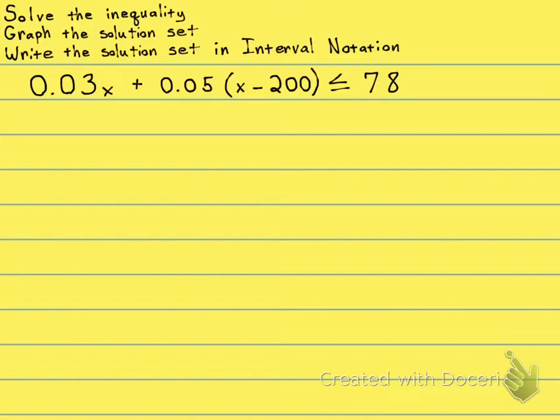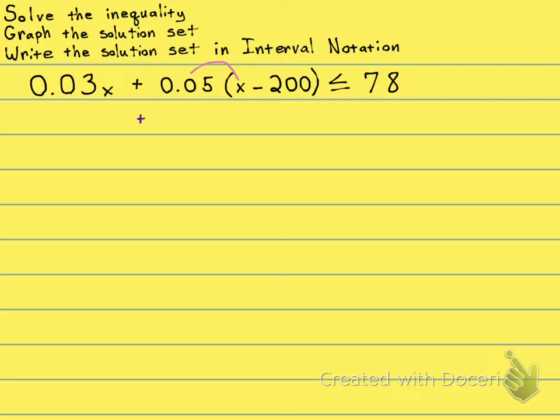We're going to solve this inequality. It has a less than or equal to sign. It's not an equals. It's not an equality. It's an inequality. And we're going to follow the steps that we use to solve a linear equation. And the first step is to distribute, which we have right here, 0.05 times x.